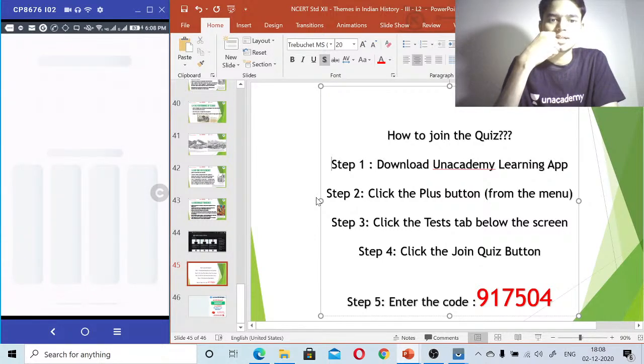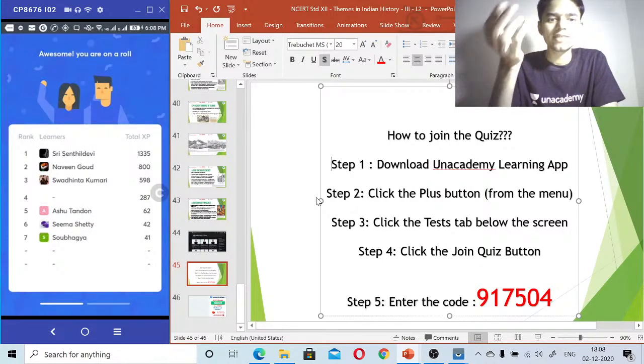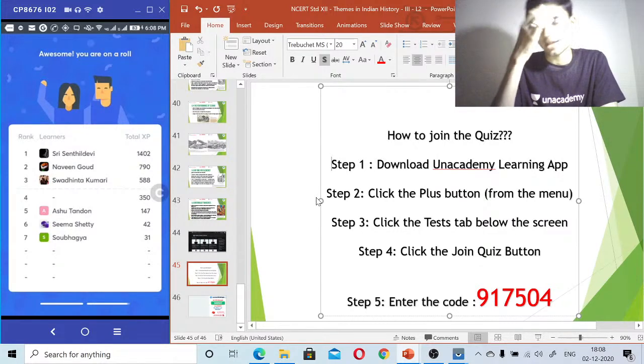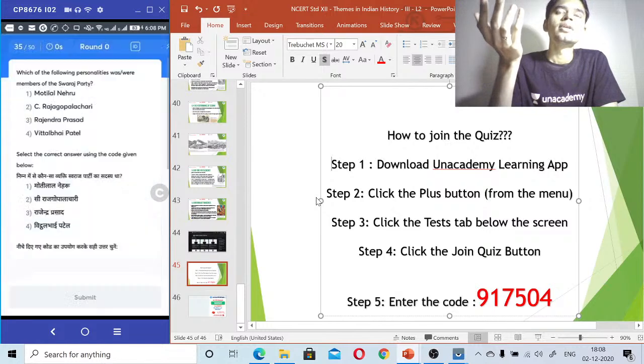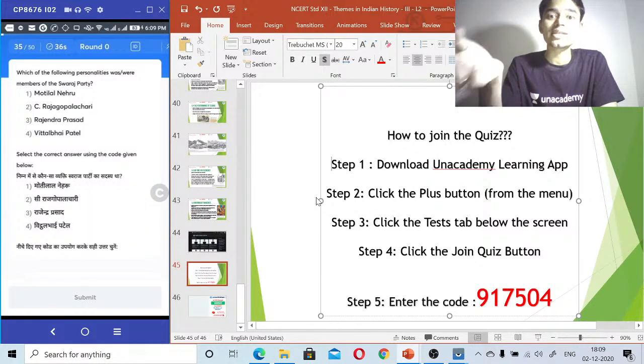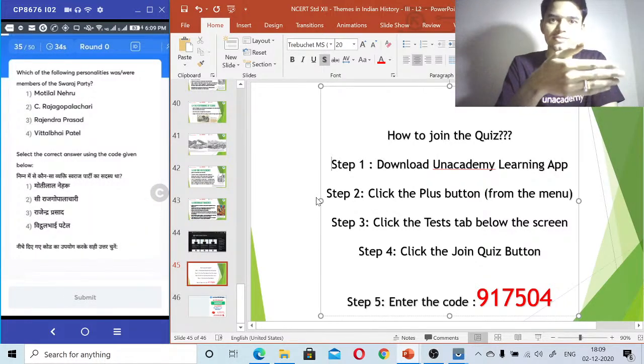Time is up. Correct answer. The Regulating Act, you can study that from the Lakshmikant textbook. It was an act passed by the British Parliament, and the Supreme Court was actually established, not abolished.